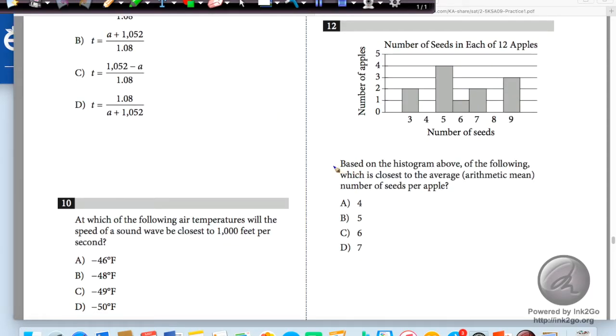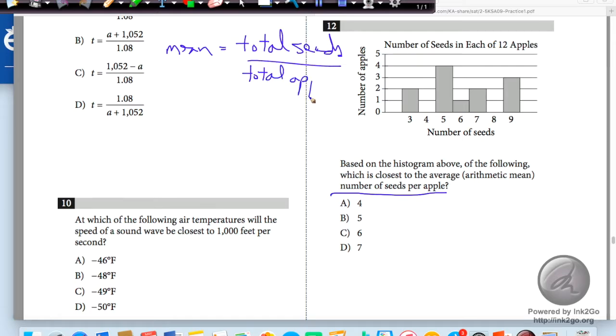Okay, problem 12 states, based on the histogram above, which of the following is closest to the average, or mean, of the number of apples per seed? So in order to solve for the mean, I want to know my total seeds over my total apples. Now I know my total apples already. My total apples are going to be 12 altogether. So I want the mean to equal my total seeds over my total apples. So here I have 12.